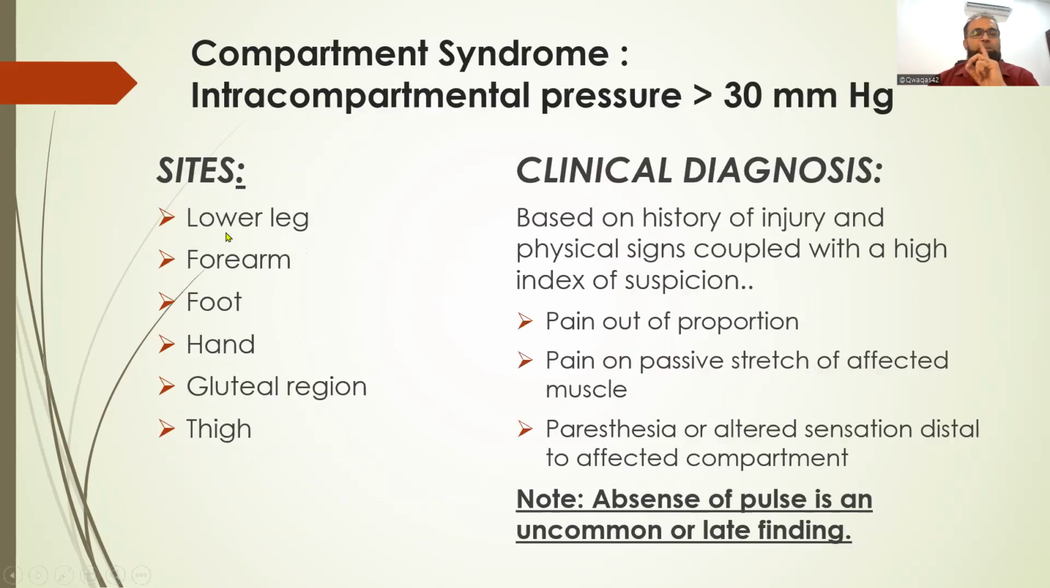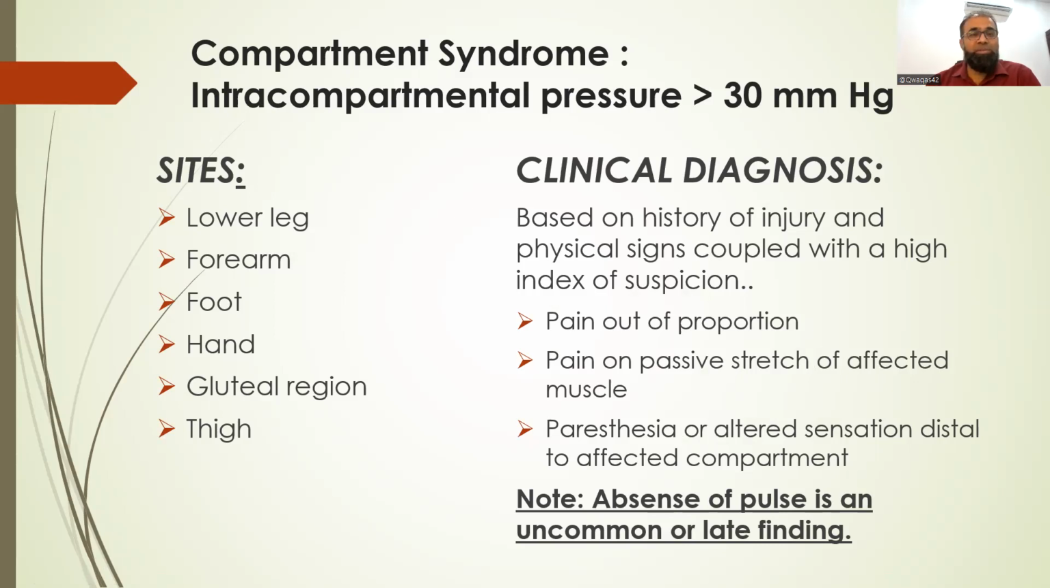So what are the sites? Lower limb and forearm are the most common. The less common are foot, hand, gluteal region, and thigh. And what's the diagnosis? The compartment pressure is usually more than 30 mmHg, but the pulses are usually palpable. The major sign is pain out of proportion.